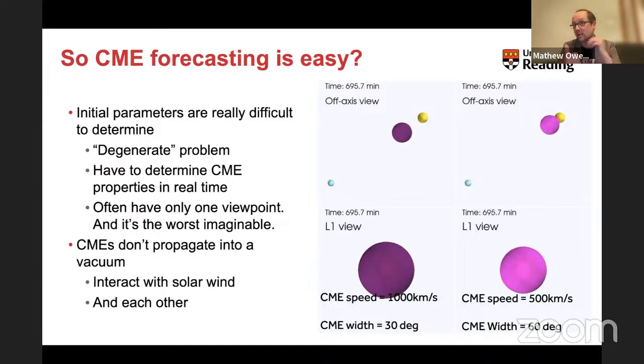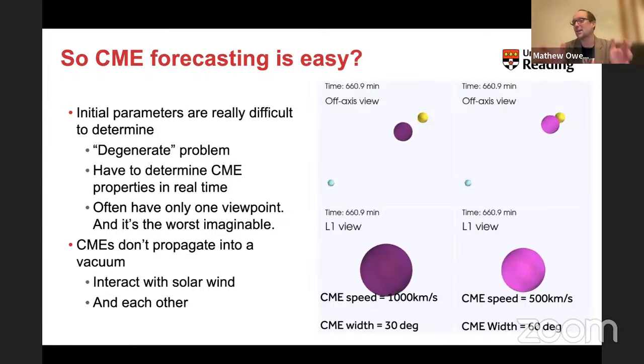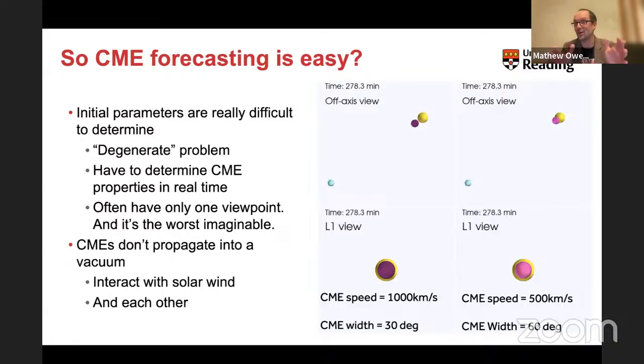The second problem is that even if we knew perfectly which direction a CME was moving in and how fast it was moving, we've then got to deal with its propagation all the way from the Sun to the Earth. And it's not being fired into a vacuum. It's moving into a really structured medium called the solar wind, which is what I'm going to explain next. It's also frequently encountering other CMEs as well as structures in the solar wind, and that makes the propagation really complex and often quite nonlinear.